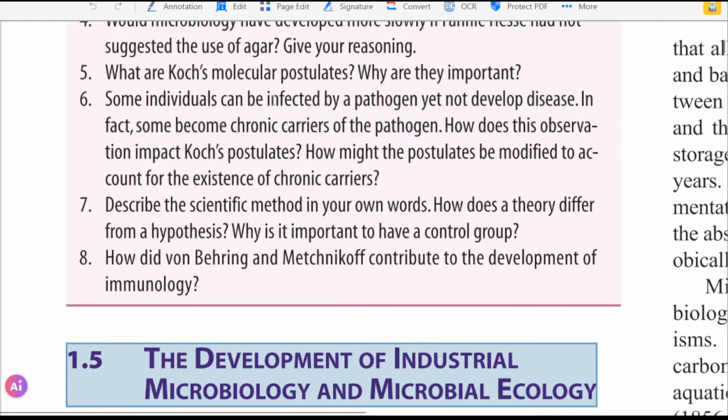Okay, so they are saying that some individuals can be infected by a pathogen, but they do not develop disease. In fact, some become chronic carriers of the pathogens. How does this observation impact Koch's postulates? How might the postulates be modified to account for the existence of chronic carriers?